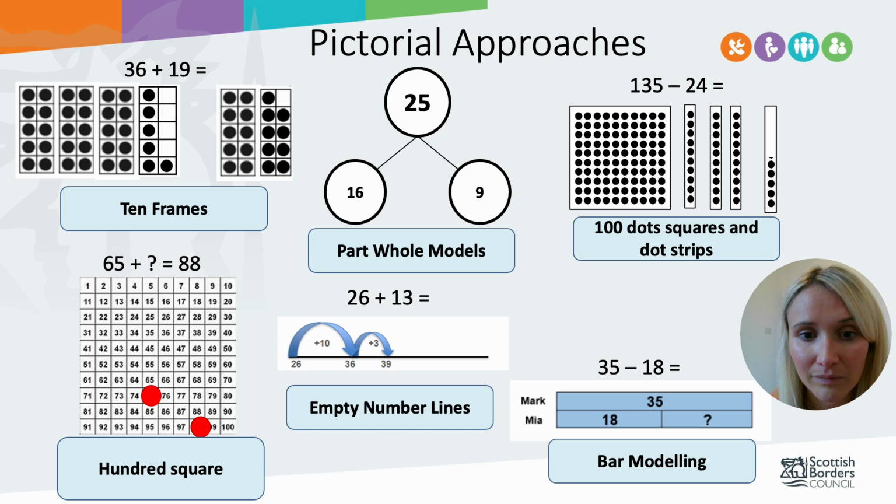But you can also see we've got the part whole models, which can either be a cherry diagram or actually a bar model is a type of part whole diagram. We also have 100 squares, we have empty number lines, and then we have the 100 dot squares or dot strips that you might be really familiar with if your school already use the SEAL approach, as that is reflected within that.